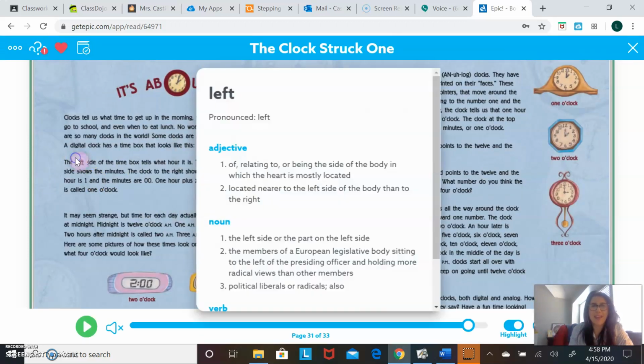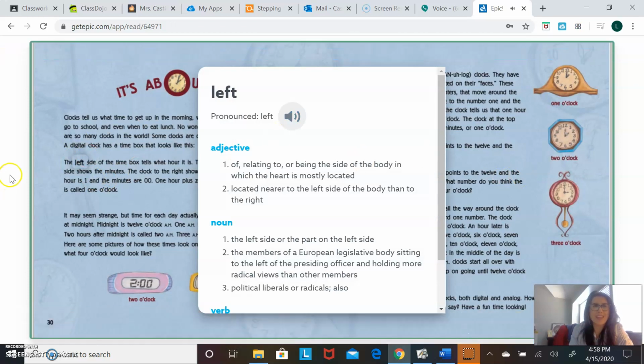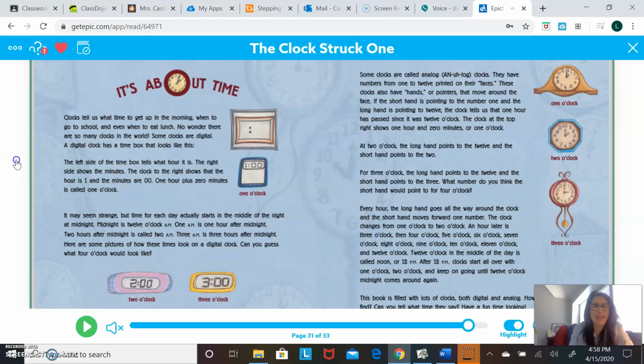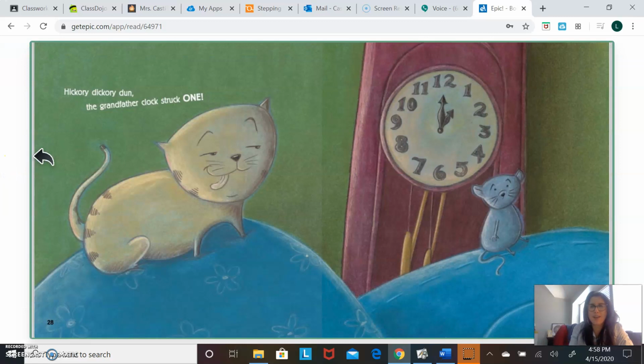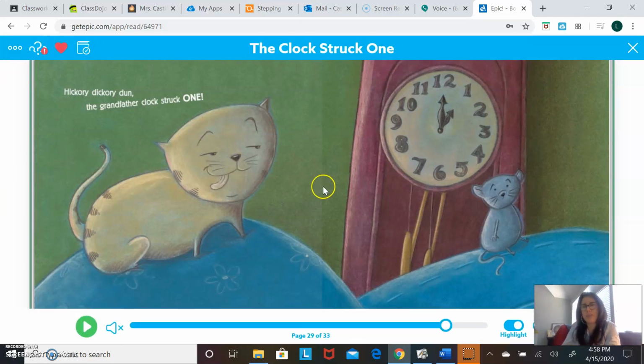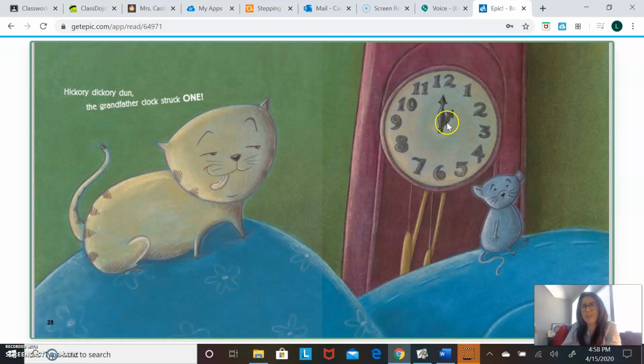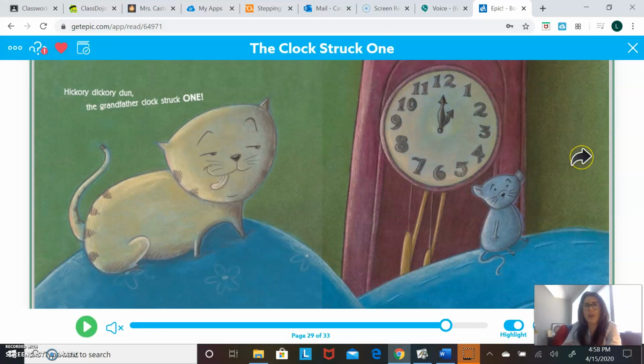So it went back, it started back at 1 o'clock. And where do we show the hour hand pointing to? To the 1, and the minute hand pointing to the 12.